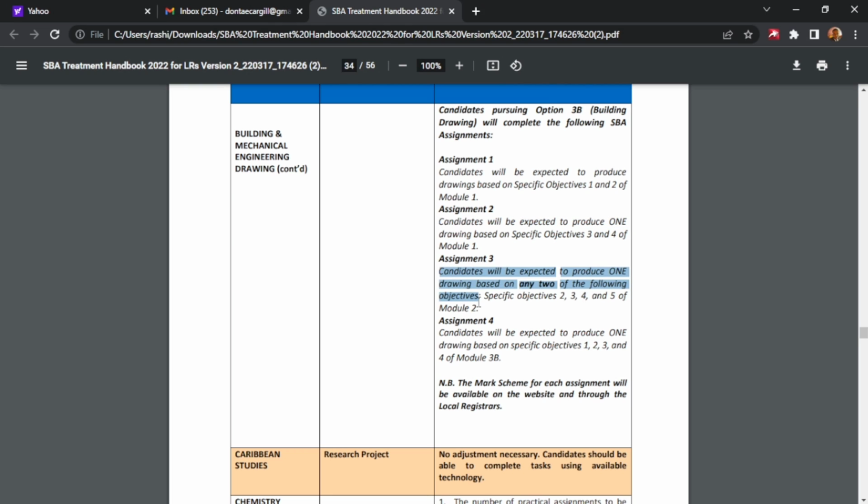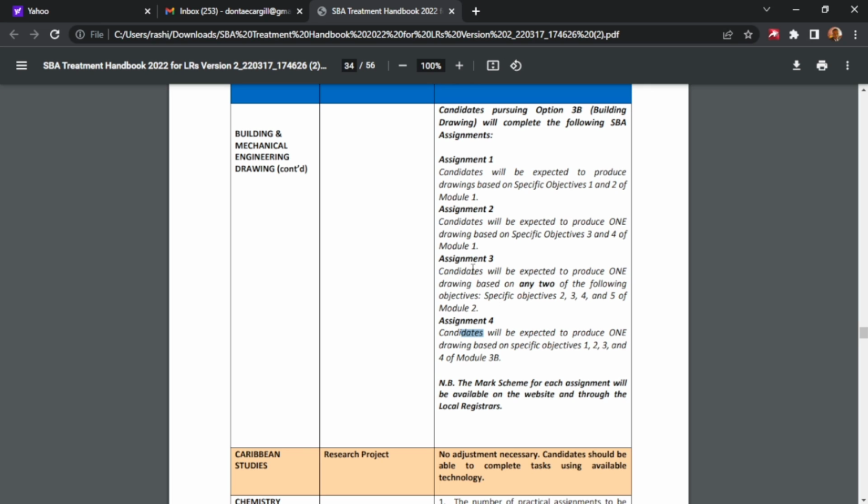Assignment 3 is worth 40 marks and assignment 4 is also worth 40 marks. And assignment 1 and 2 together is worth 40 marks. So this is worth 20, this is worth 20, this is 40, this is 40, which gives us a total of 120 marks.